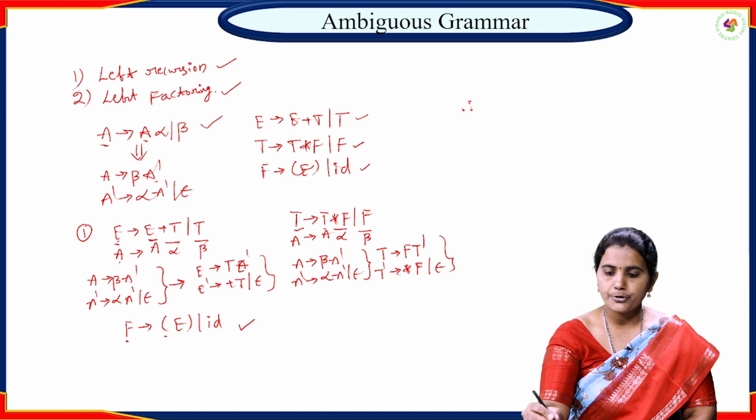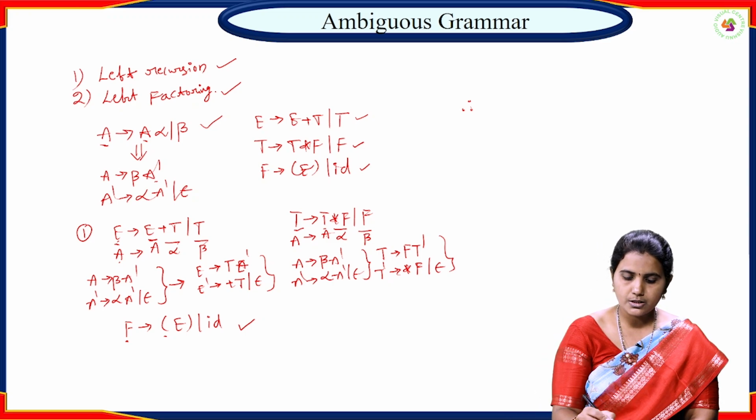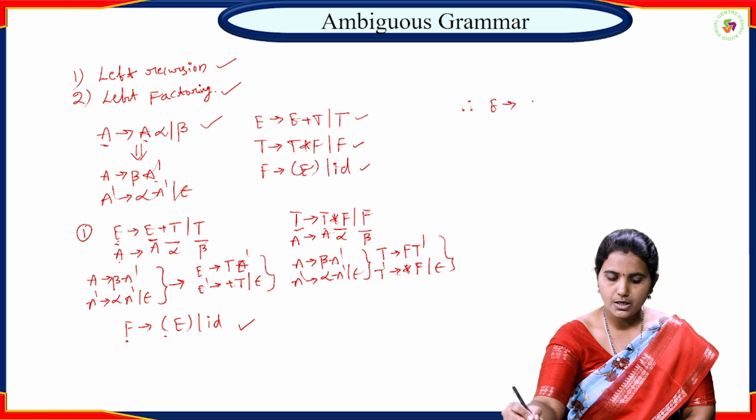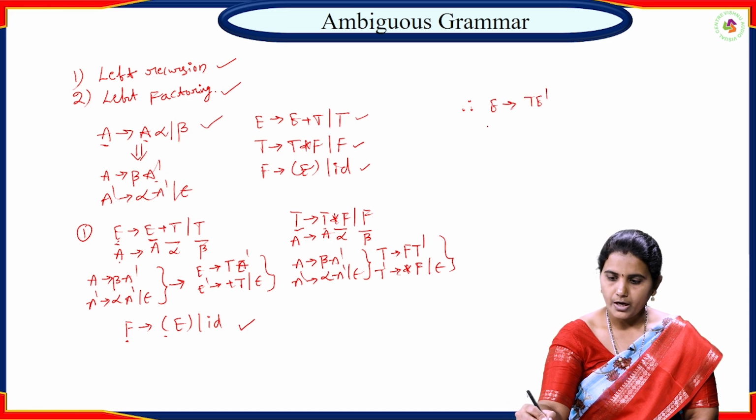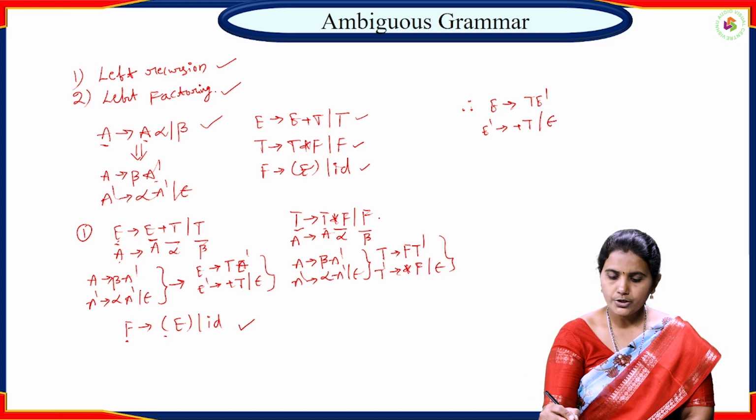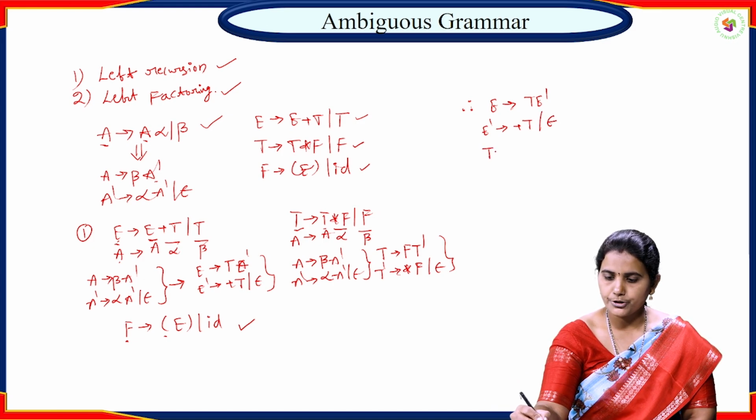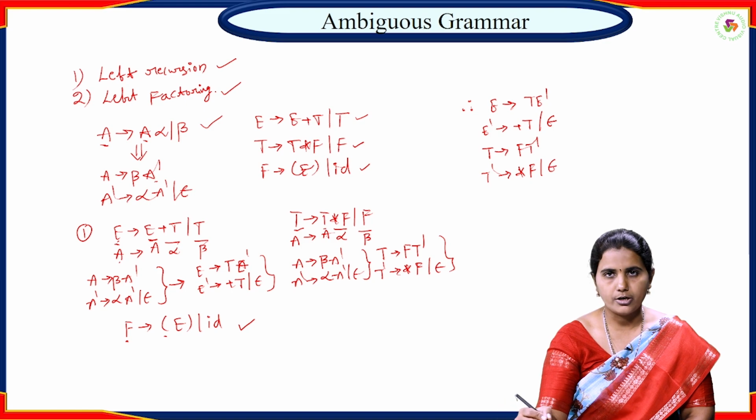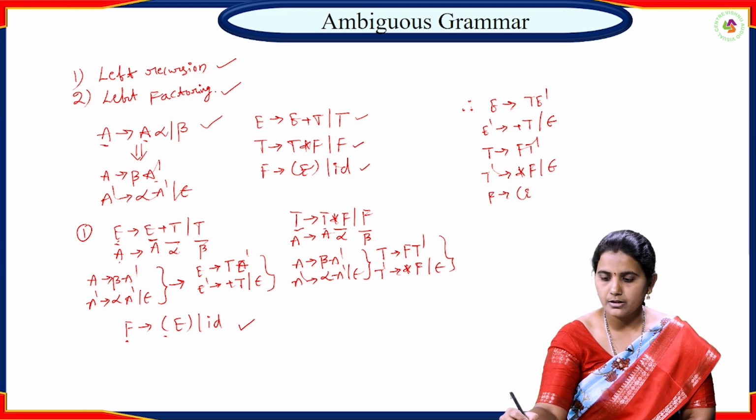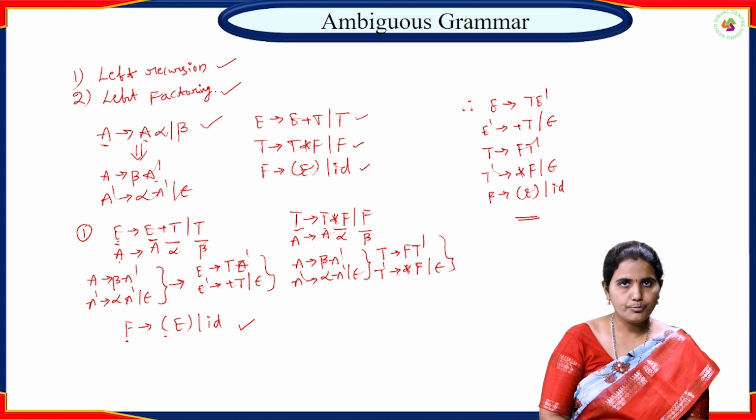Now your final productions after eliminating the left recursion: using the first production, you are going to produce E implies T E dash, and E dash implies plus T E dash or epsilon. Using the second production, you are going to produce T implies F T dash, and T dash implies star F T dash or epsilon. Your final production you are not going to change, that is F implies within the braces E, followed by ID. This is your final productions.